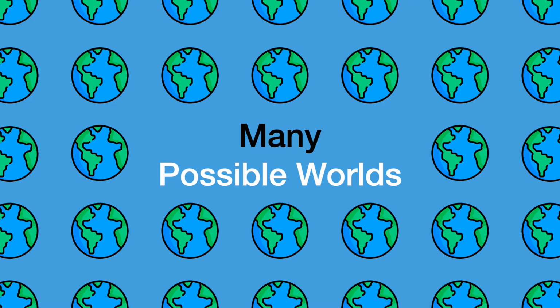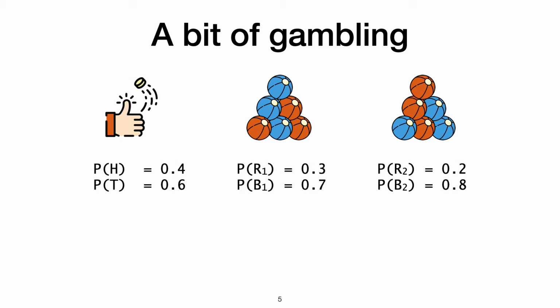Let's first have a look at some background about possible worlds. And for this, we will have a look at an example. Consider a small gambling game where we have to toss a coin and draw two balls, choosing from red balls and blue balls. Each of these actions has a probability of success.